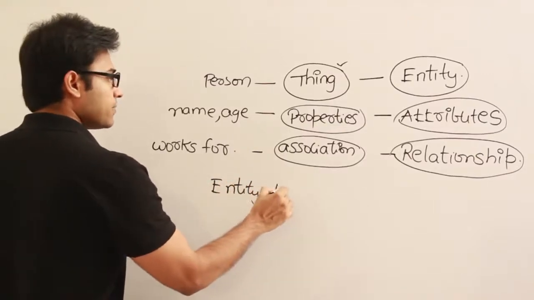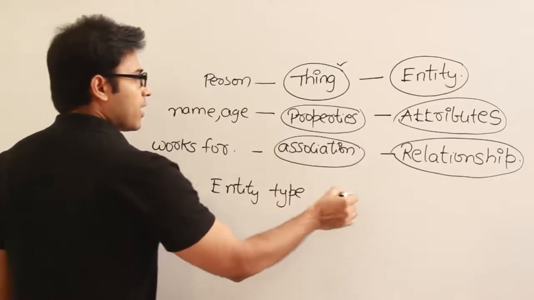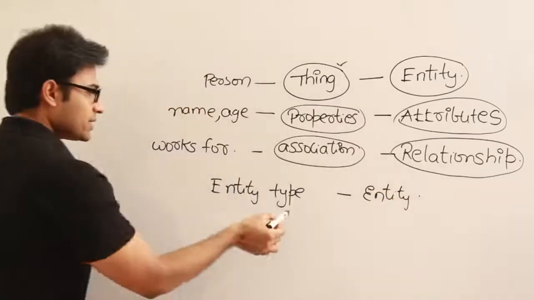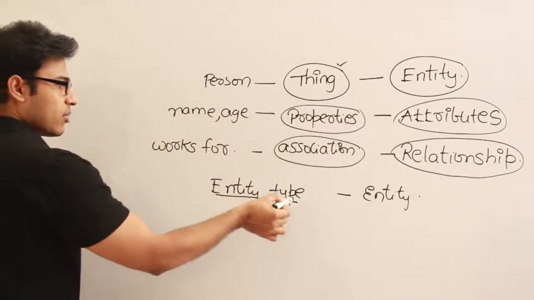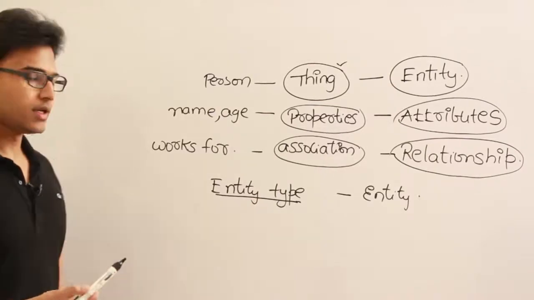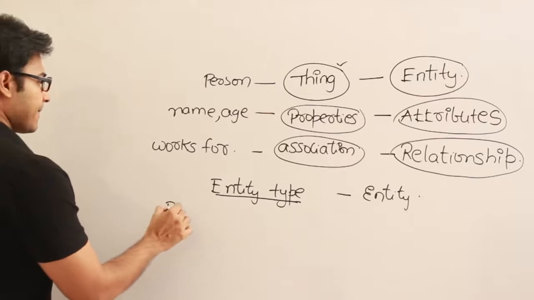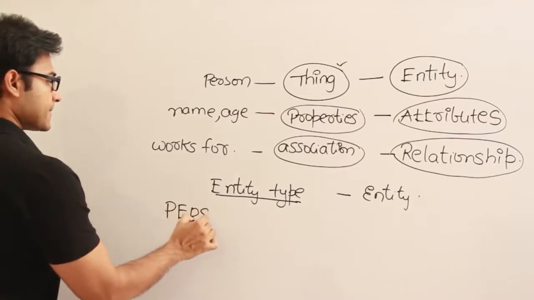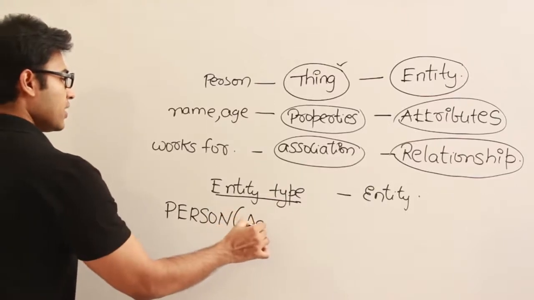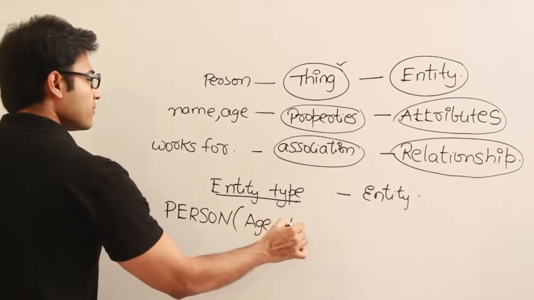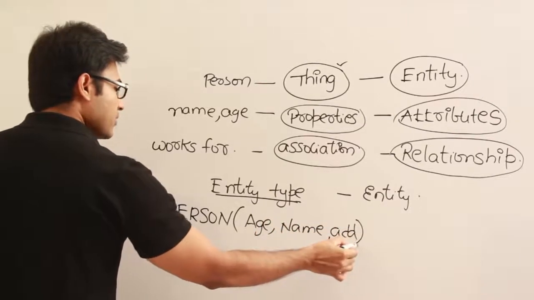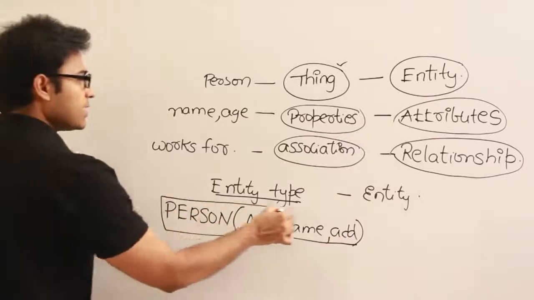Entity type, right, and entity. Okay, so what is entity type? It is the name or the heading or the schema. Schema is nothing but the heading. For example, if I say person, person is an entity type which has attributes name and, let us say, address. Now this entire thing is called an entity type.